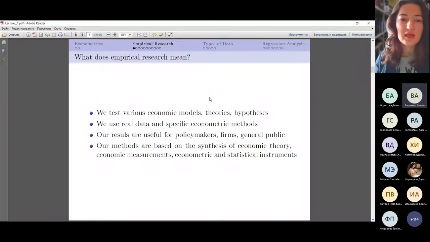Also, our methods are based on synthesis of economic theory, economic measurements, statistics, of course, and econometrics. We will use some ideas from probability theory, from maths, and we will discuss next time, for example, some key points from probability theory that could be very useful for us.